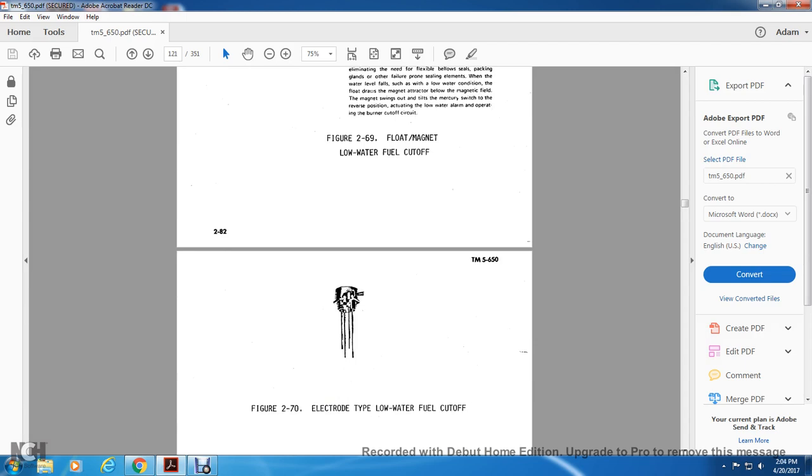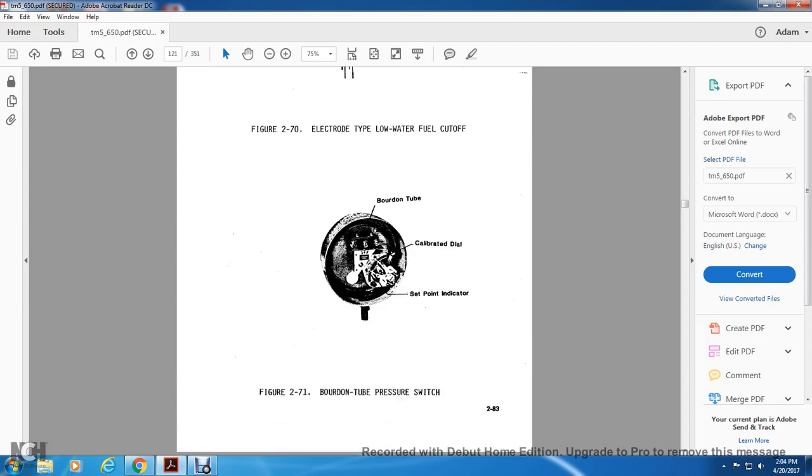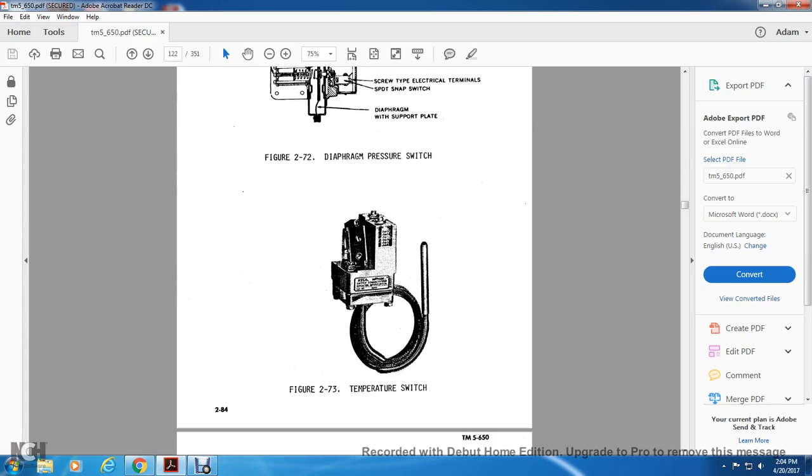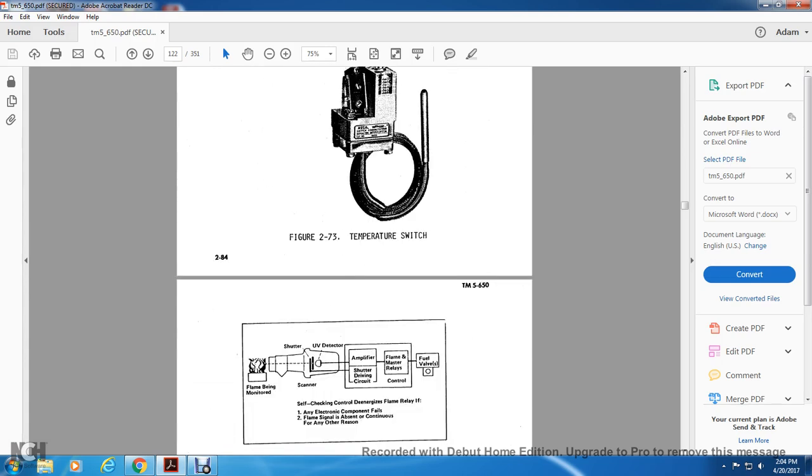Figure 270, electrode type low water fuel cutoff. Figure 271, the Bourdon tube pressure switch, with a Bourdon tube and calibrated dial set point indicator. Figure 272, diaphragm pressure switch: the set adjustment screw, low pressure connection 1/8 NPT, high pressure connection 1/8 NPT, adjustment range spring, screw type electrical terminals, SPDT snap switch, diaphragm with support plate. That's your diaphragm pressure switch. And figure 273 shows the temperature switch.